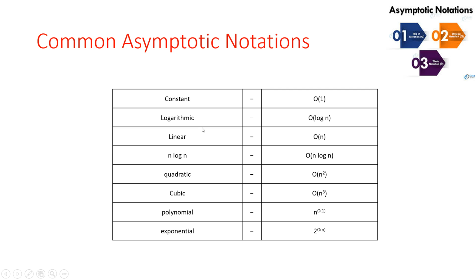If you have a logarithmic type function or algorithm, in that case the time complexity is big O of log n. For the linear, big O of n, and for n log n, big O of n log n. For quadratic type equations, we use big O of n square. For cubic type, big O of n cube. Polynomial, big O of n raised to k. And exponential is what? 2 raised to n. So these are the most important commonly used asymptotic notations.